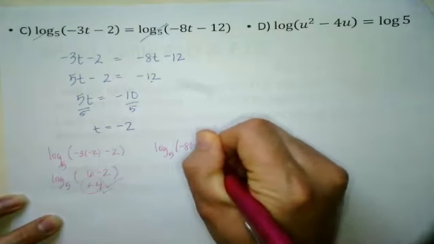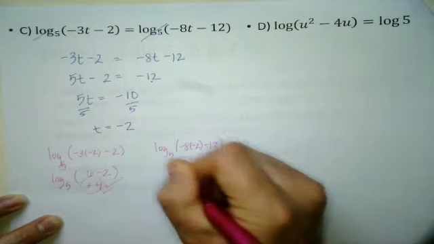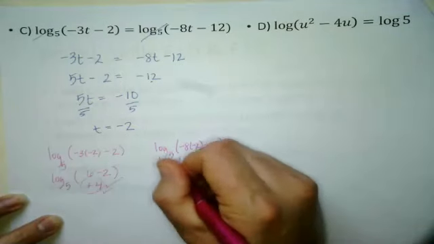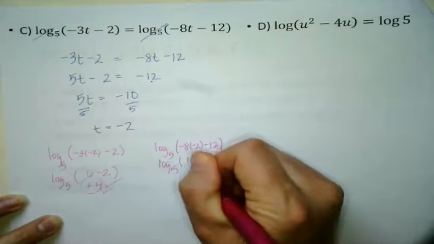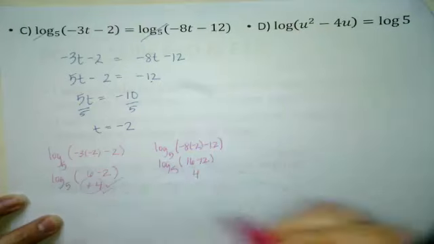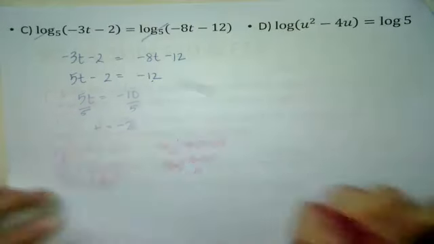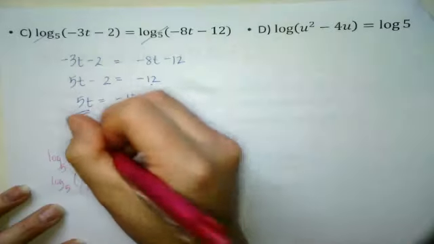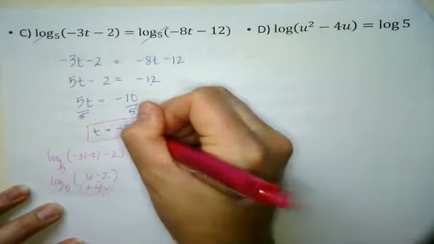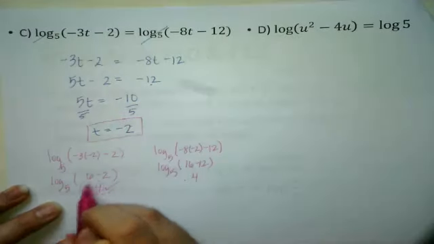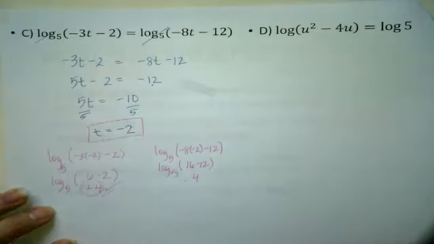Over here, I want to make sure that that works as well. Negative 8 times negative 2 minus 12. That would be 16 minus 12, also 4. So log base 5 of 4, they are definitely equivalent. So this answer works just fine. Even though it's negative, when you plug it in, it gives us a positive argument. The stuff inside the logarithm is positive, and that's what's important.